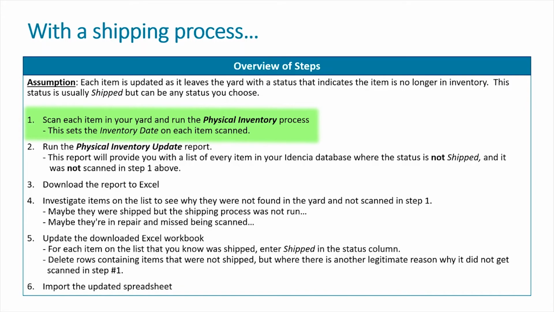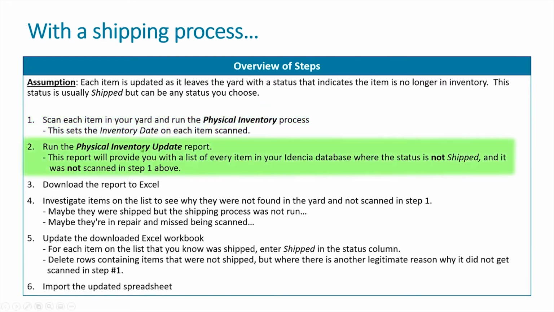So let's say today you had 100 pieces in your yard and you want to get an inventory count of what's in your yard. You would scan every item in the yard and run that physical inventory process and set your inventory date to today. Some people, depending on the size of your yard and how many pieces you have in inventory, it may take you multiple days to get through scanning every item that's in your yard. As long as you know what date you started that inventory process, if it takes you 3 days and you started today, as long as you know what your inventory start date was, you'll be fine. So it could take multiple days.